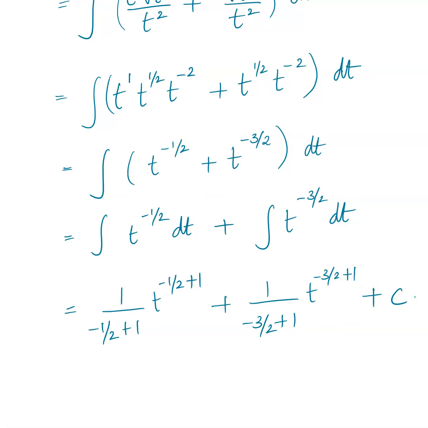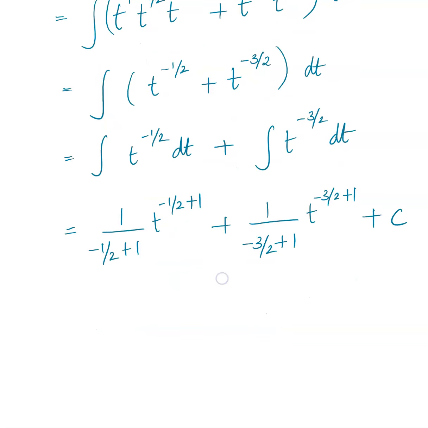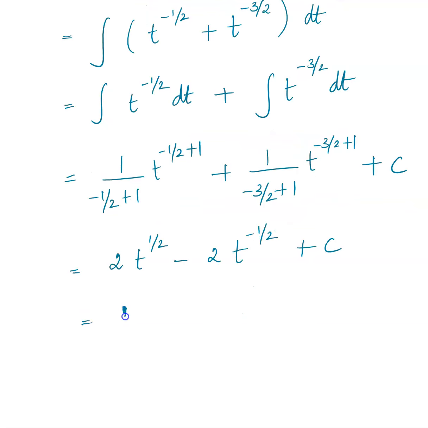Plus C. Clean up. That gives us, it's a positive half, so it's going to be a 2, t power half, and that will be a negative. That's going to be 2 square root of t minus 2 over square root of t plus c, and that will be your answer there.